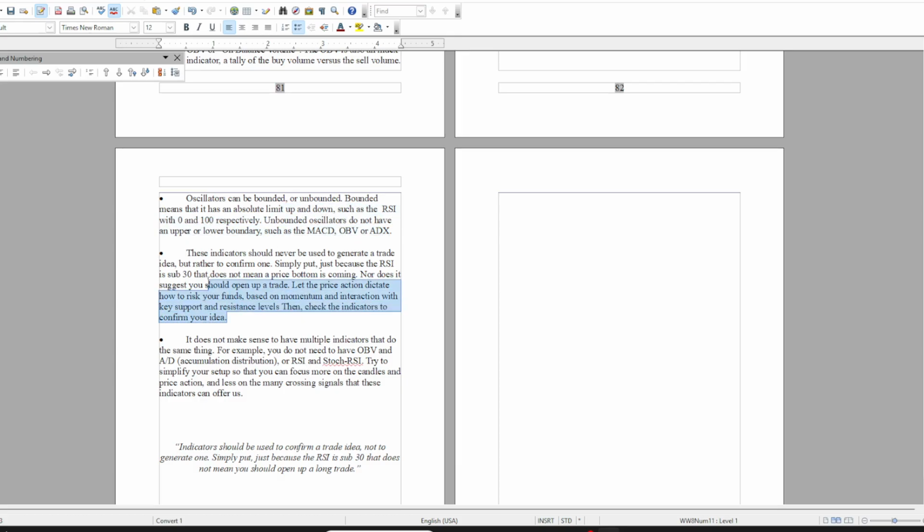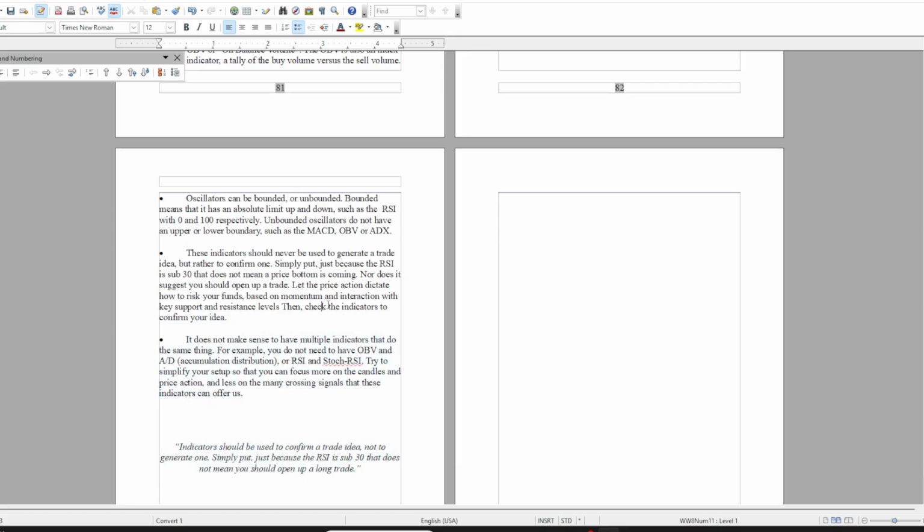And this is the main point that I mentioned earlier. You don't want to be using an RSI divergence to trigger a trade idea. You can use these things to confirm a trade idea, but the origin of the trade idea needs to come from the price. You're letting the price action dictate, and then you use these other things to confirm your trading idea. And again, don't have multiple indicators that do the same thing.